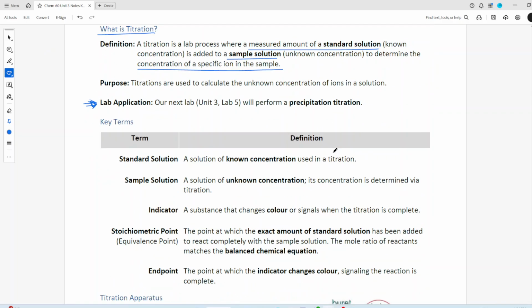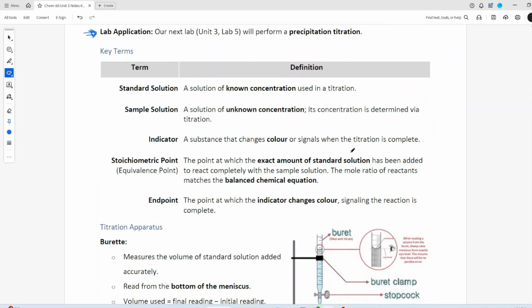So some key terms to know going into a titration are the words standard solution and sample solution. So standard solution is a solution of known concentration used in the titration. This is the thing that we will put in the burette, which I'll describe what that is in a bit. And then the sample solution is the solution of unknown concentration, which is going to be determined via the titration. And this is the thing that's in your flask.